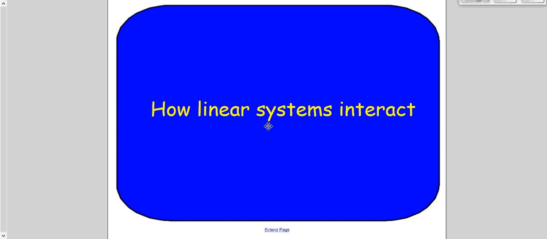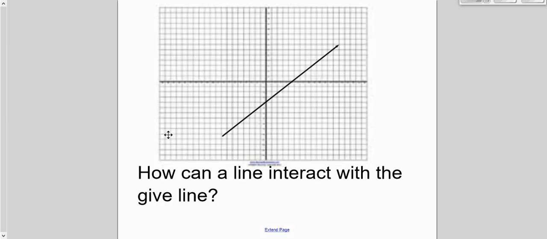We can look at how linear systems can interact with each other. So let's say we have a line, and how many ways can another line interact with the given line? What we've been looking at throughout this unit is we could have another line cross it, and we could end up with a point of intersection, POI. You get one point of intersection.